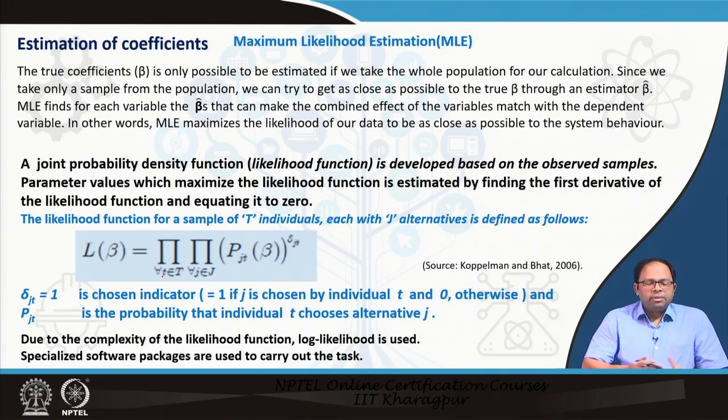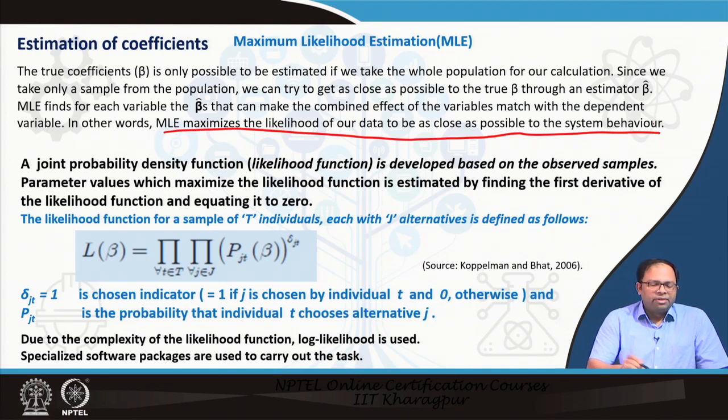So, how do we estimate the coefficients? We need to estimate the beta coefficients in such a way that, when we test the effect of the variables, the betas that we choose ultimately should be such that the effect of the variables matches the dependent variable. In other words, MLE maximizes the likelihood of our data to be as close as possible to the system behavior.